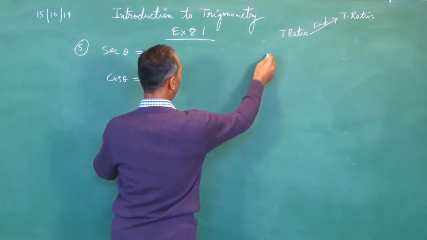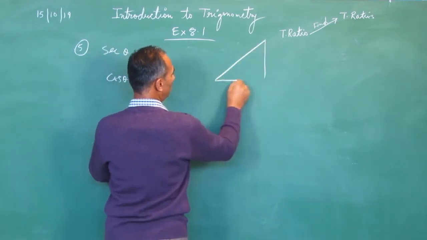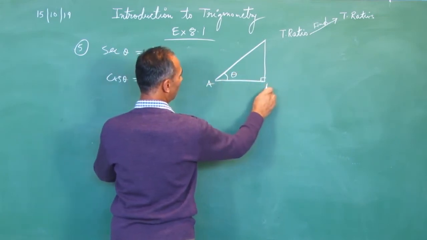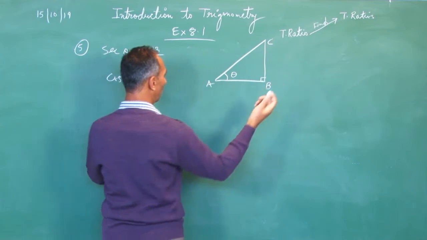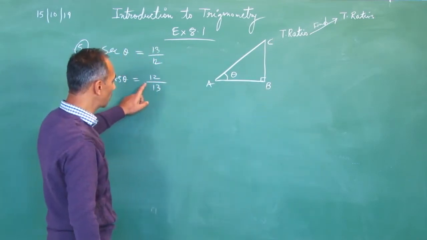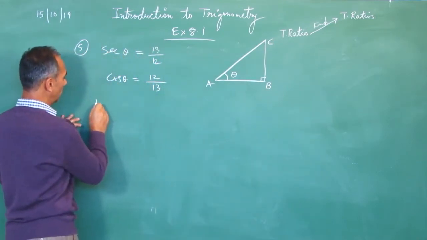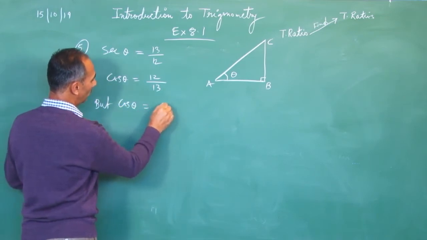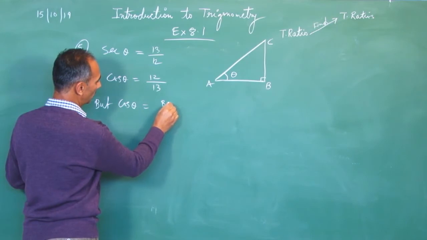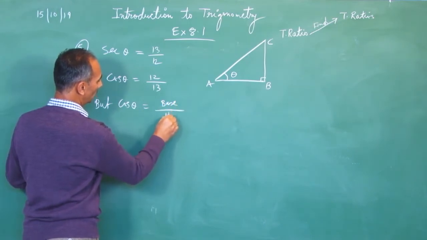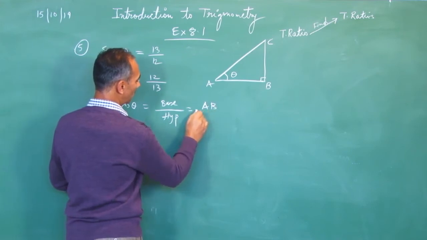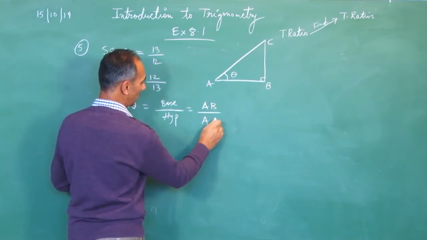Now, if I have a right angle triangle here, this is theta. You call it ABC, whatever you want. You could take PQR also. So cos of theta is 12 by 13. Now what is cos of theta? Cos is base by hypotenuse. So base is AB, and hypotenuse is AC.